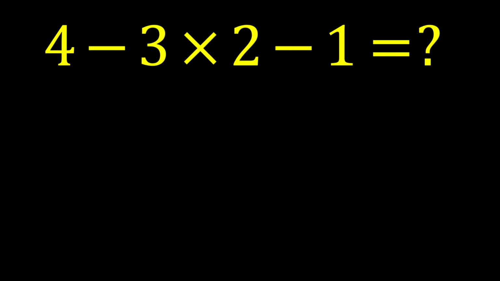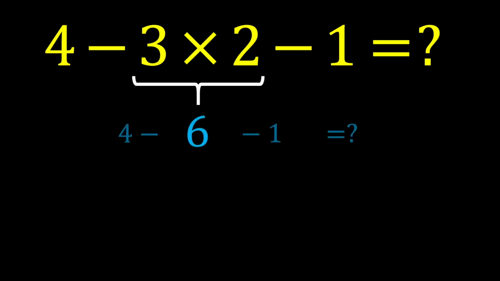Four minus three, multiplied by two, minus one. In this expression, there are two subtractions and one multiplication. According to PEMDAS, multiplication has a higher priority than subtraction, so we perform the multiplication first. Three multiplied by two equals six, and the expression becomes four minus six minus one.